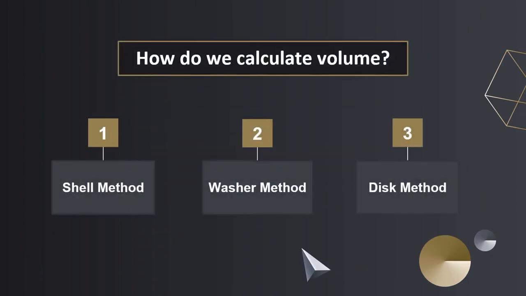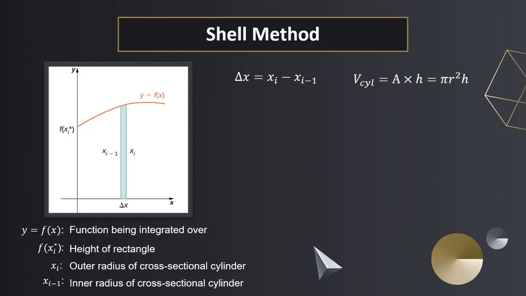Well, we can do it using three different methods, and they're called the shell, washer, and disk methods. We'll start with the shell method here. If we take a look at this figure on the left, we have a cross section right there, or a rectangle. It reminds you of Riemann sums. That's what we're working with here.